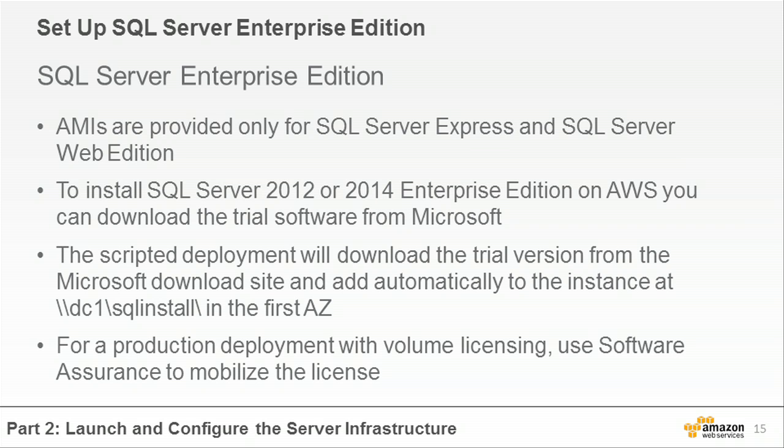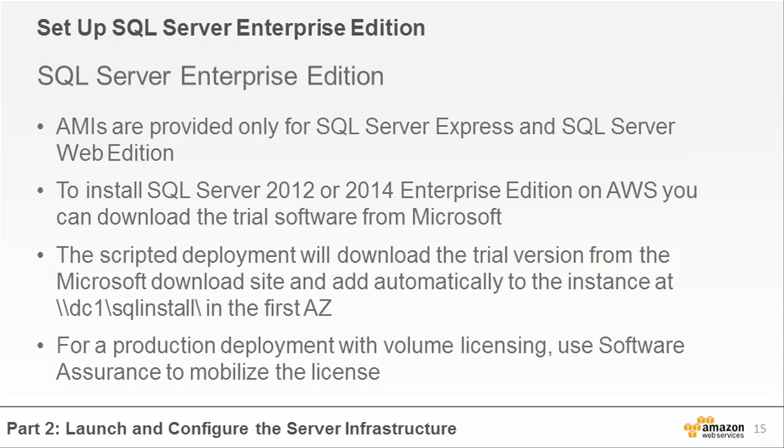As I mentioned before, the Amazon Machine Images, or AMIs, that are provided are really only for SQL Server Express and SQL Server Web Edition. We do have an RDS SQL Server Standard Edition where licenses are included, but this is the Enterprise Edition, where you need to install it yourself on EC2, and you need to bring your own license.